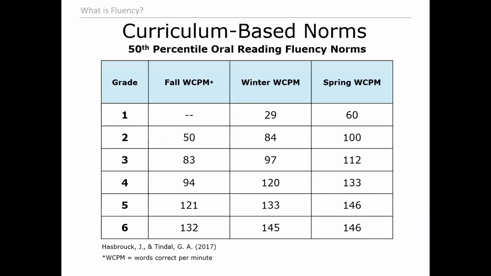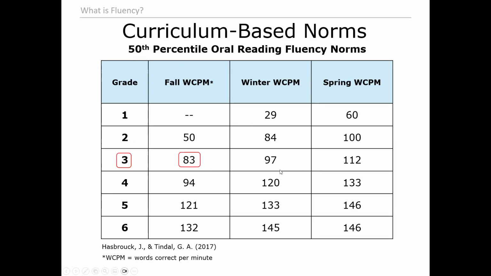And earlier I mentioned the rate that's appropriate for the student's age. These are the curriculum-based norms from Hasbrook and Tindal. They've done several iterations of these norms. And over on the right, you'll see the grade level. And then here we've just focused on the 50th percentile, because if we can get students reading fluently at the 50th percentile, they are okay for oral reading fluency. So fall words correct per minute, winter words correct per minute, spring words correct per minute. We have the 50th percentile scores here.